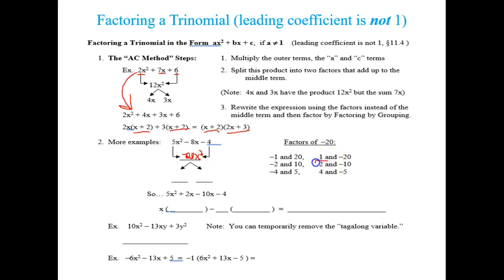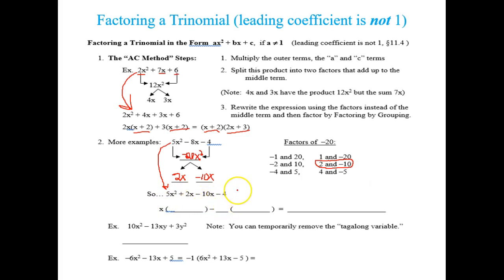Well, it's this pair right here, 2 and negative 10. They add up to negative 8. So I'm going to rewrite this using 2x and negative 10x. Don't 2x and negative 10x add up to negative 8x? So I can rewrite the trinomial as this, 5x squared plus 2x minus 10x minus 4.